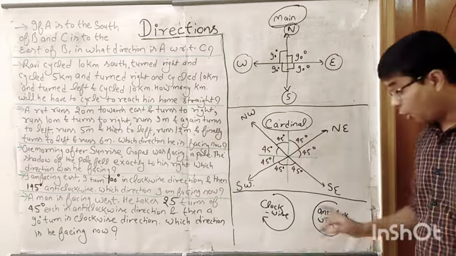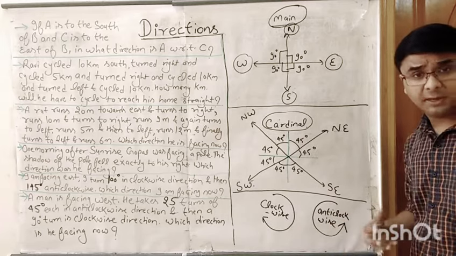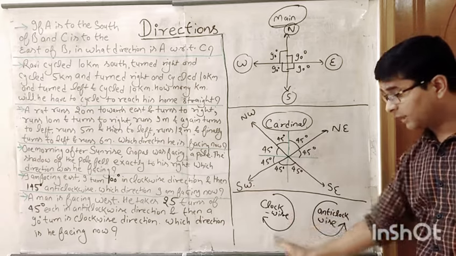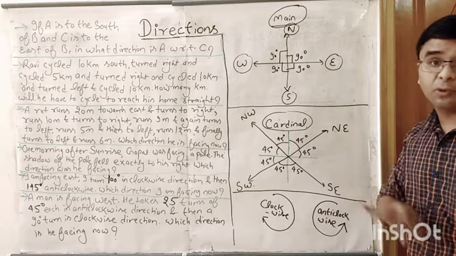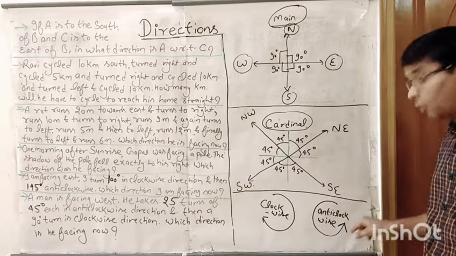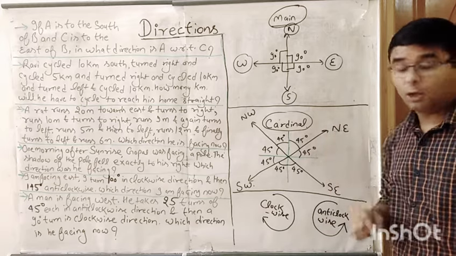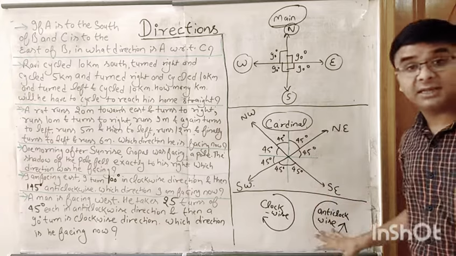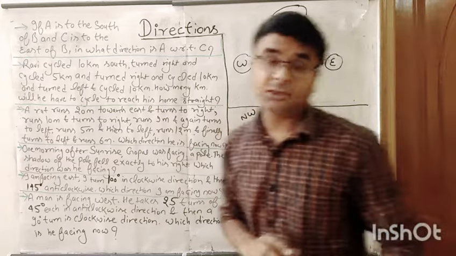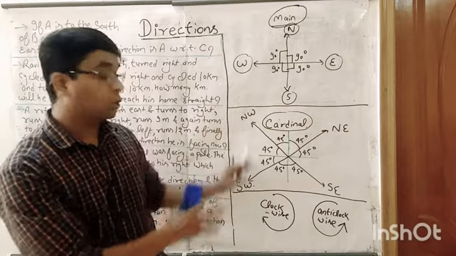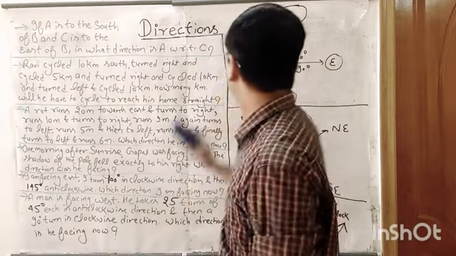The last one is clockwise and anti-clockwise, which is so simple. The direction in which the clock moves is clockwise. The reverse of that, the way the clock does not move, is anti-clockwise. So you have to take care of these three things, then the questions are easy. Let us start the questions one by one using all these tricks and knowledge which I have told you. Okay, let us begin.